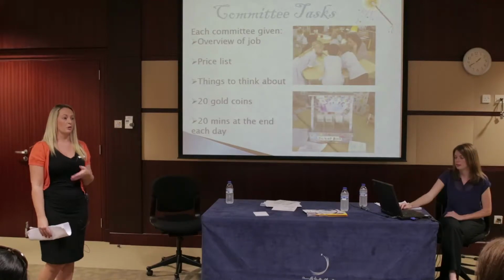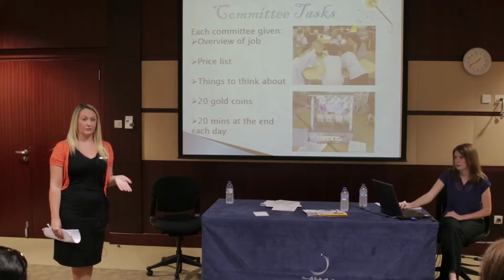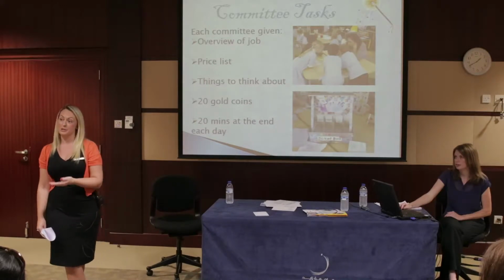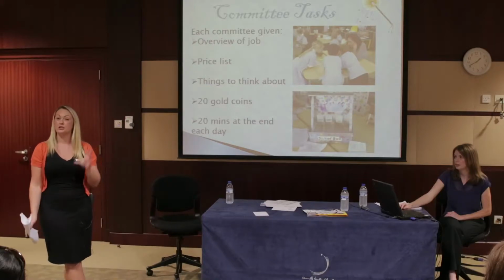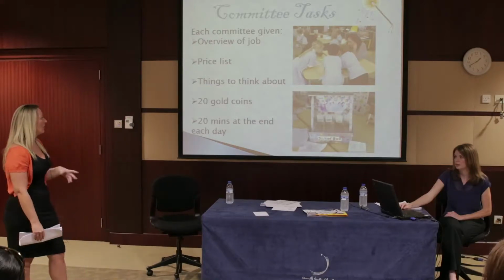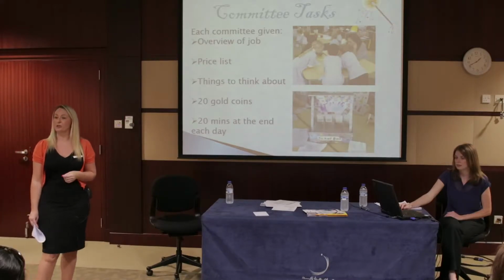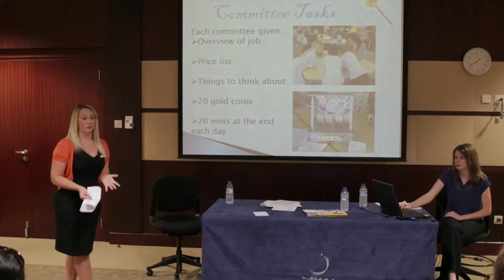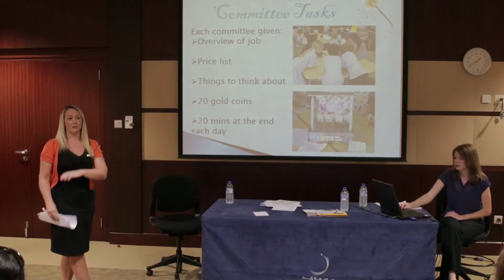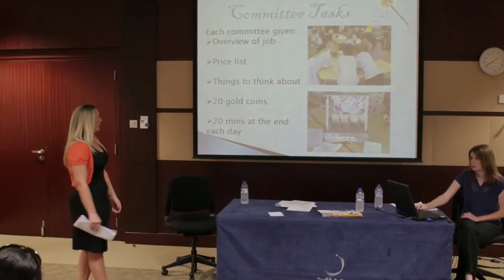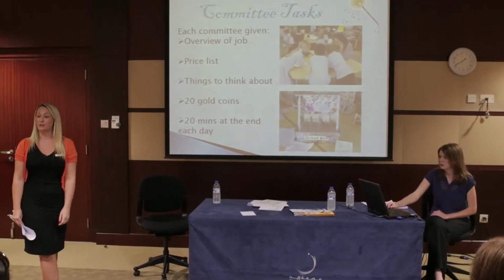For example, if they were on the food committee, they had to think about if they have children who had food allergies. If they were on the games committee, it had to be games that could be played within the classroom, etc. So we're given a list of things to think about, and they were told that they were only being given 20 golden coins to perform their role in their committee. So for each committee, they were given 20 coins and a price list as well. And again, they were given 20 minutes at the end of each day for 5 days.